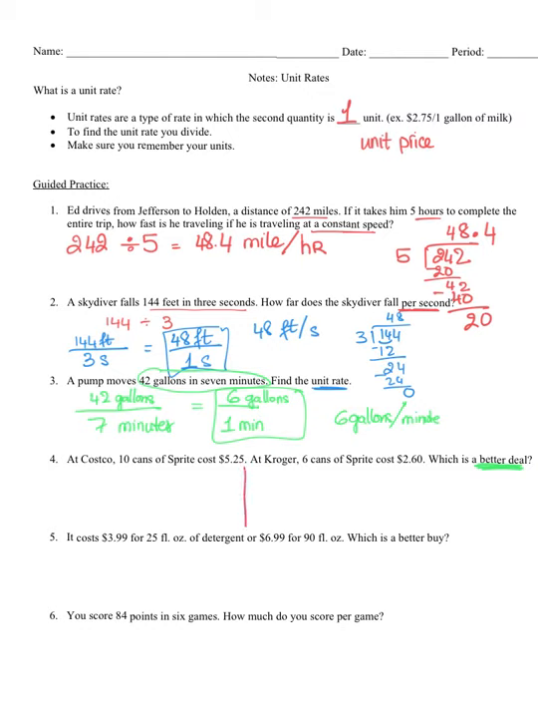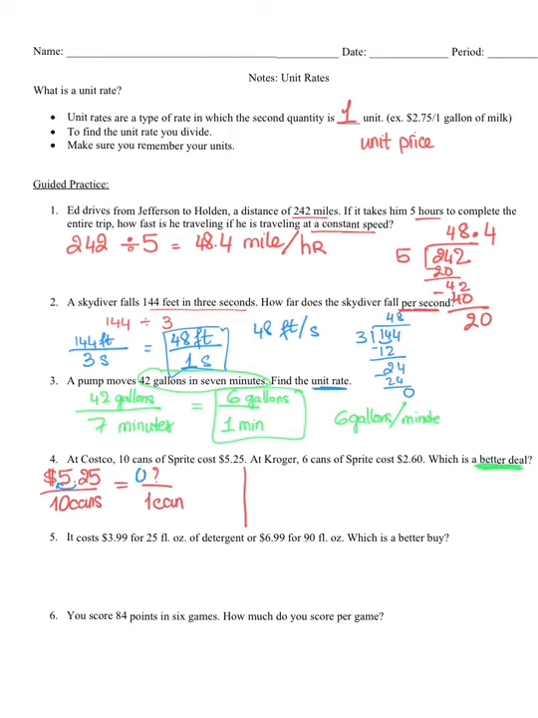So $5.25 for 10 cans. To find a unit price, we're gonna figure out how much for 1 can. All right, so we're gonna divide. Take $5.25 divided by 10. And you know the power of 10: when you divide by 10, my decimal can move to the left 1.